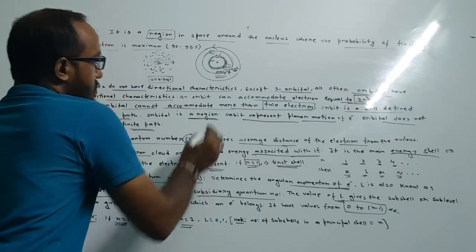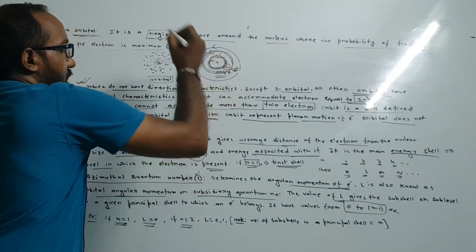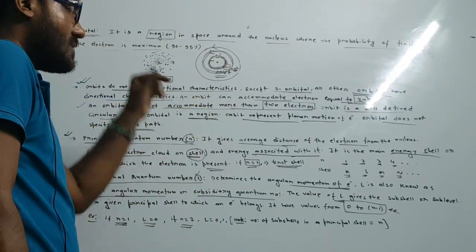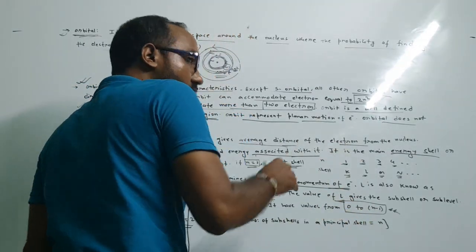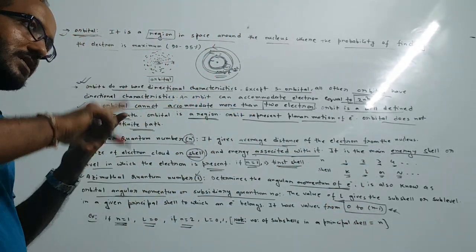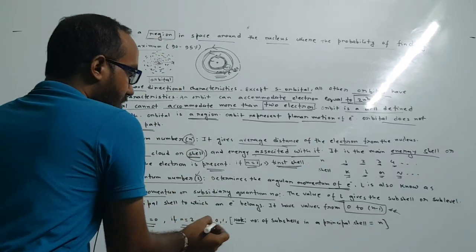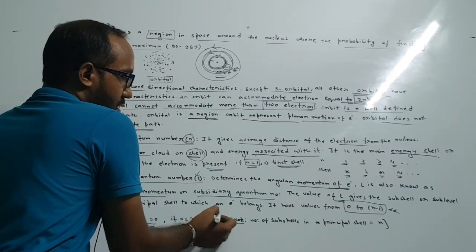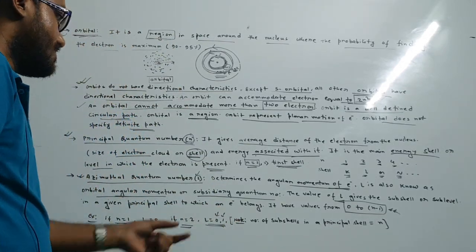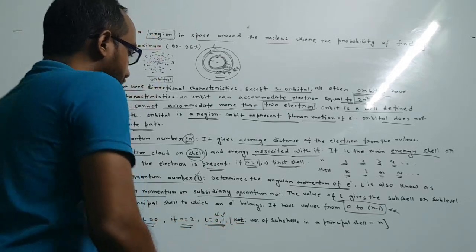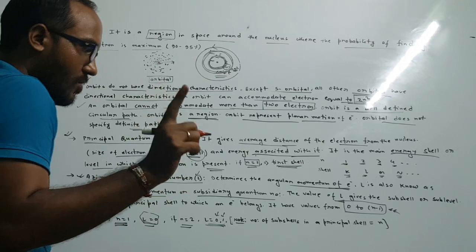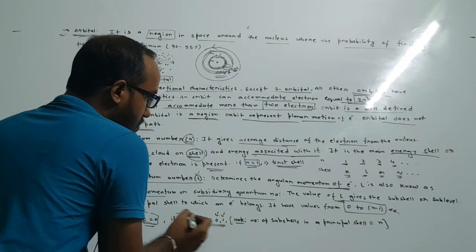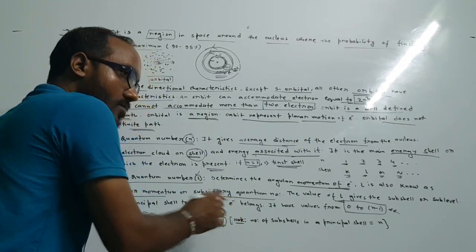If n equals 2, that means the second shell. Then 2 minus 1 is 1, so it is 0 to 1, meaning 0 and 1. That means you have two subshells, one is 0 and one is 1. So when n equals 1, L equals 0, one value. When n equals 2, L has two values, 0 and 1.